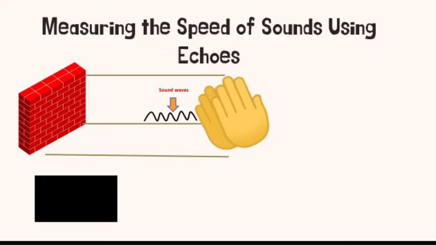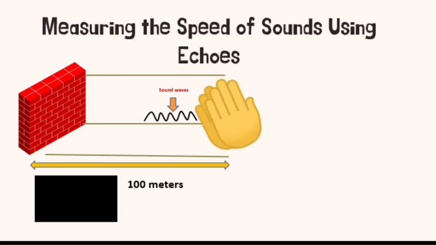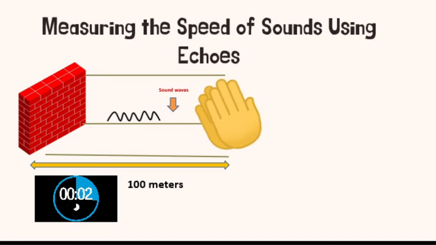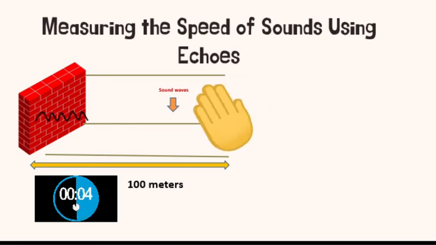Measuring the speed of sound using echoes. First, we have to measure the distance between the man that will produce claps and the wall. Let's say that it is 100 meters, and get a timer ready. When he claps, the sound waves of the claps travel toward the wall and get reflected on the wall and then travel back toward us so that we can hear the echo.